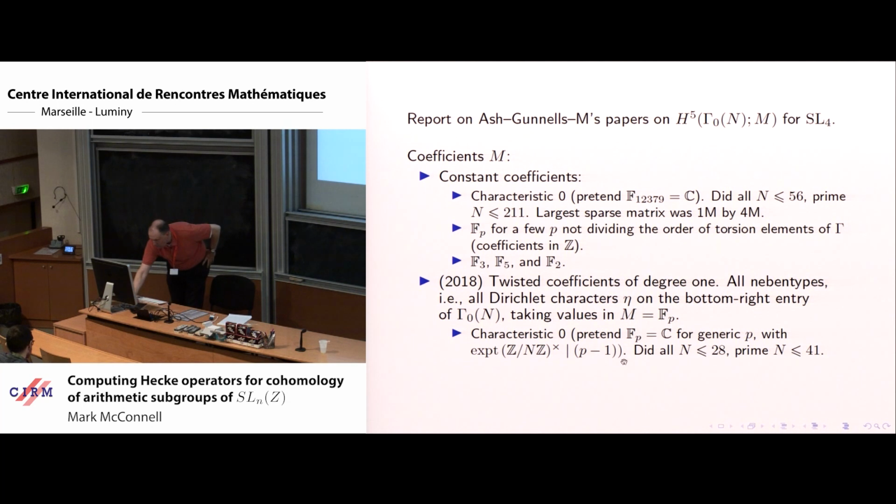So we did all levels, prime and composite, up to 28, and we did all prime levels up to 41. This work took longer. For one thing, we made a decision in this latter paper that we were really going to prove the uniqueness of our seemingly attached Galois representation in all cases. So we took the Hecke operators much higher than we had in previous papers. Also, for each n, you got multiple different Nebentypus, so there's more work.